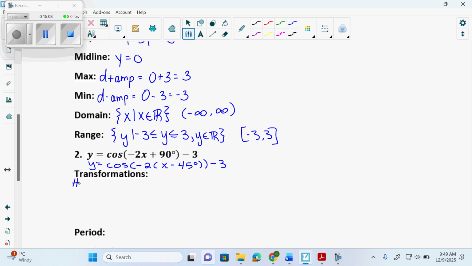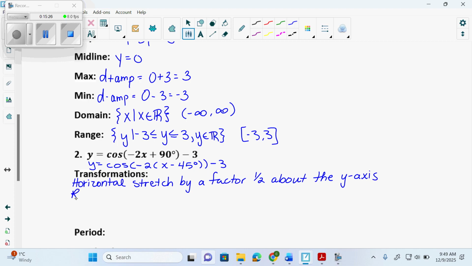We have a horizontal stretch. We're going from equation to words. We're going across a double-headed arrow, so x's be crazy. We have a horizontal stretch by a factor of 1/2 about the y-axis. We have a reflection in the y-axis.